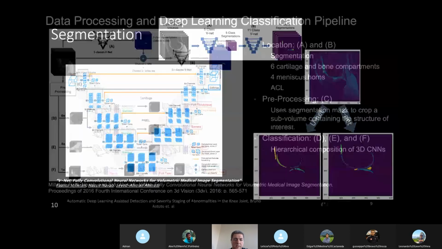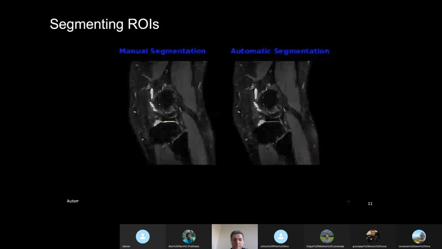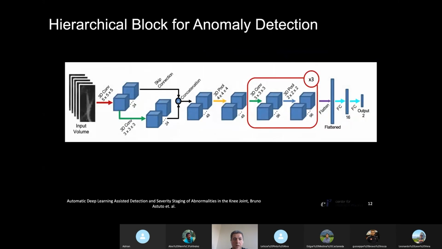Okay, so we talked about the segmentation part. Now we're going to talk about this part here, which is the classifiers themselves. So this is my classifier. I use the same architecture for all the detections that I showed in that previous slide with the whole system.